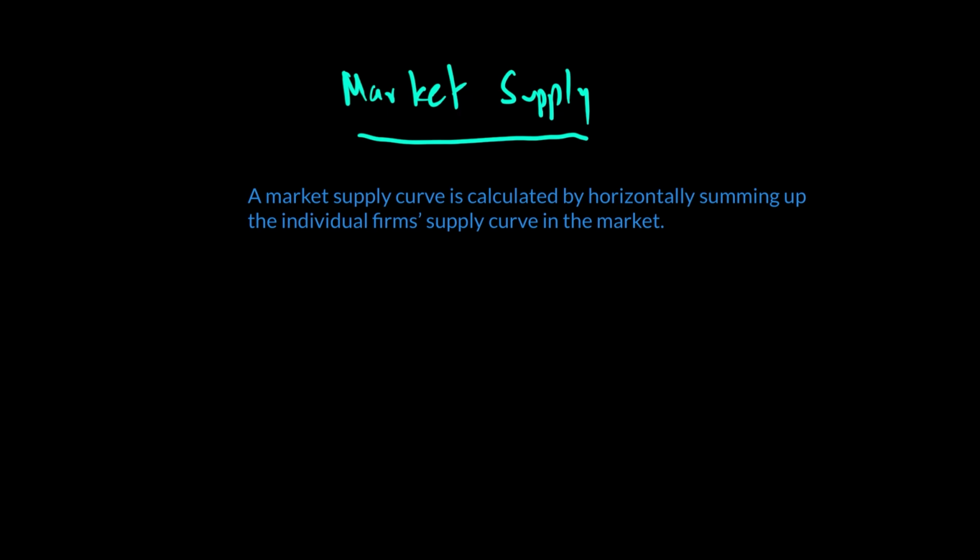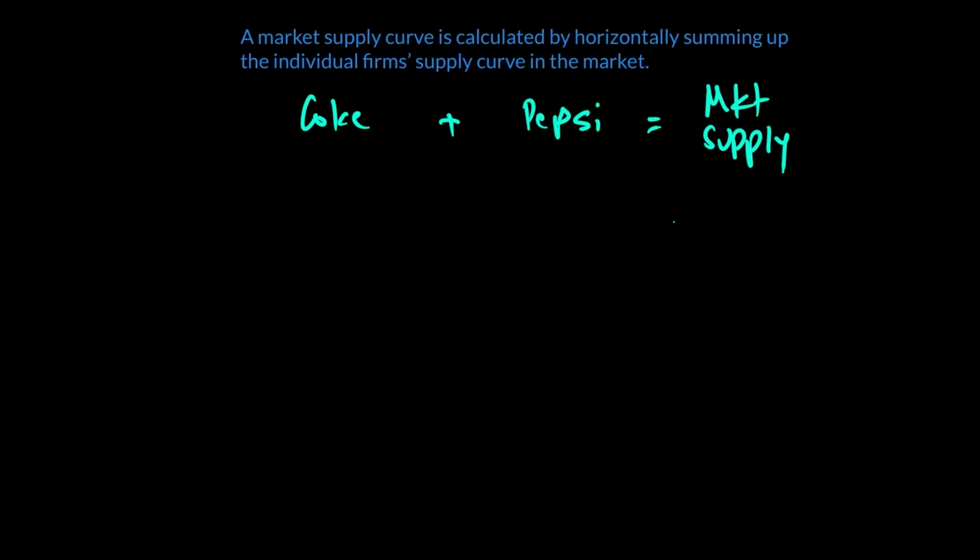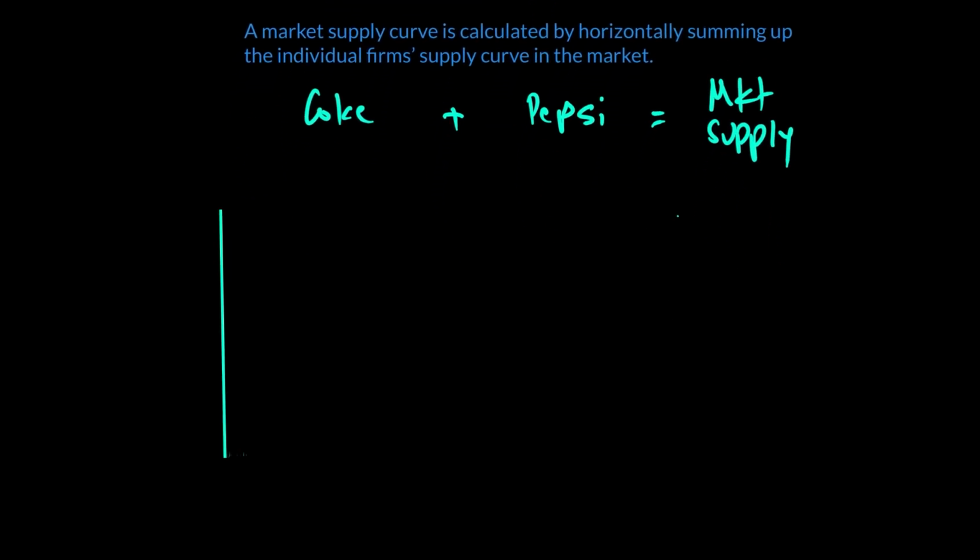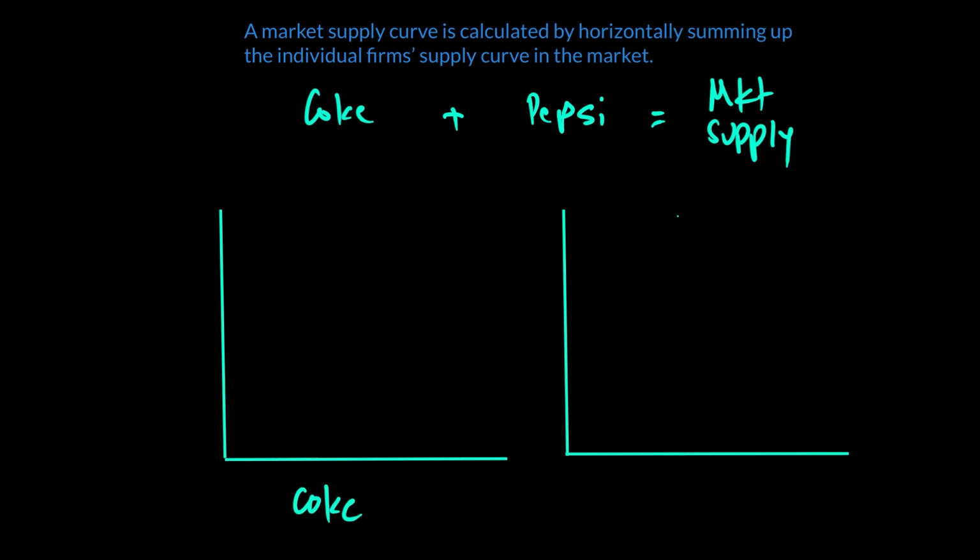So again, let's do a simple example. Let's say we have two firms, Coke and Pepsi. They are the two firms in the cola market, and they add up to make what we call market supply of cola drinks. At least in Pakistan, they are pretty big as the two players. So let's say this is the market for Coke, and this is Pepsi. And so let's say the supply curve for Coke looks like this one. The supply curve for Pepsi, let's say, looks like this one.